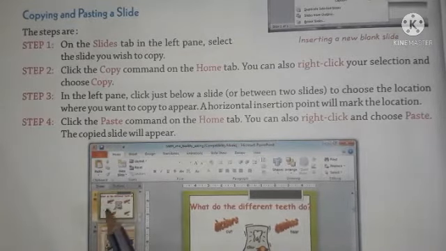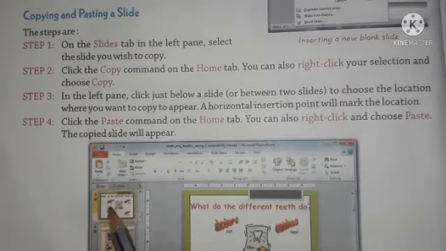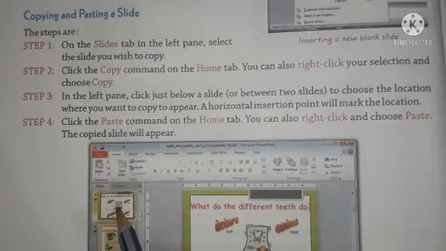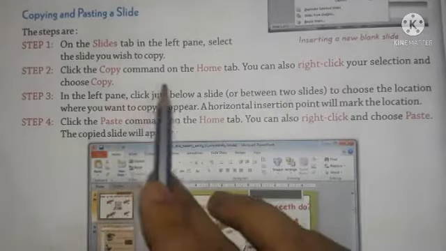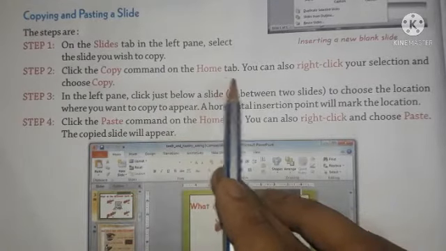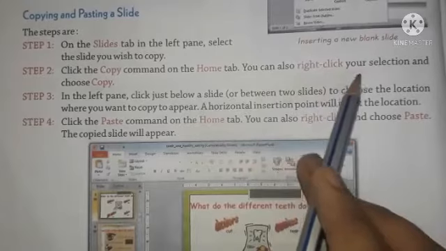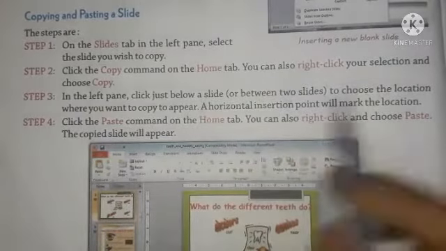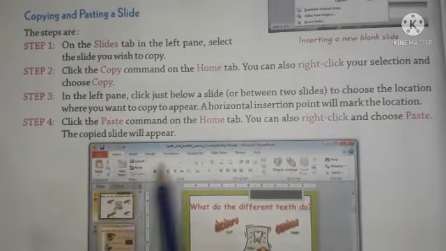So in this slide tab on the left side, first you have to click on this slide. After that, copy. Click the copy command on the home tab. You can also right click your selection and choose copy. So there are two ways.